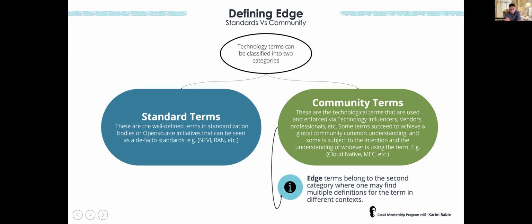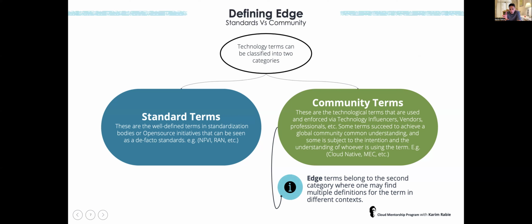In 3GPP standards, what is SGSN, what is P gateway, what is PDP context. These are the standard terms. But on the other side, there are community terms, and these community terms are used and enforced by the influencers, the vendors, professionals, and the operators.